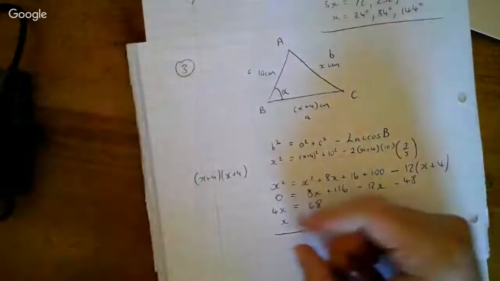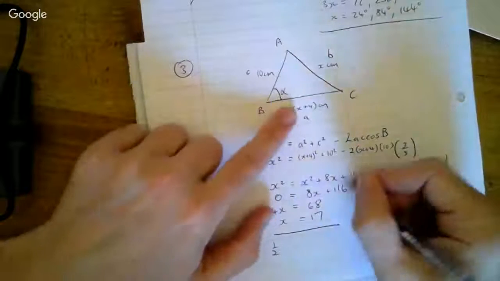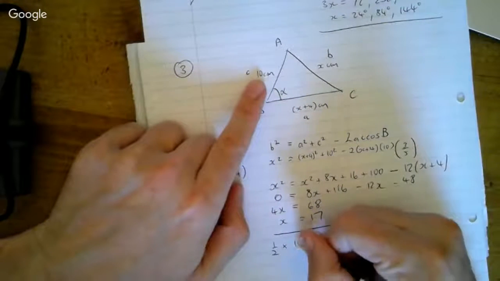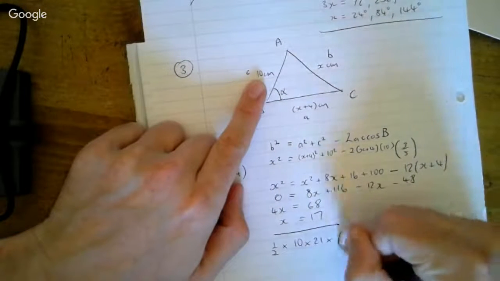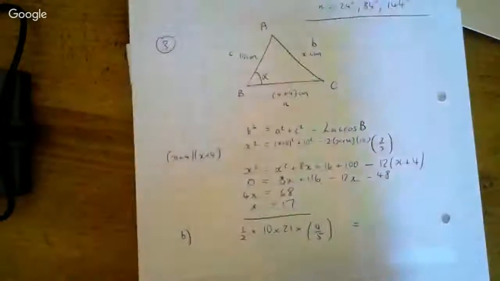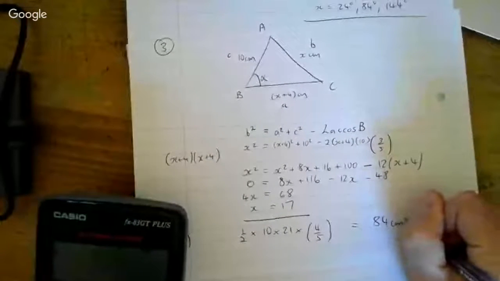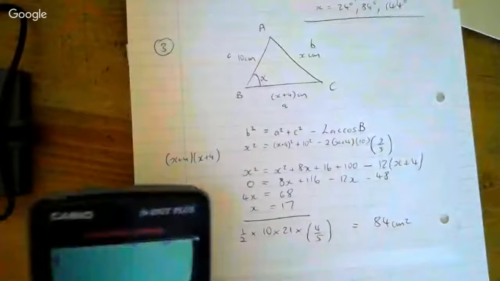So, part B, area is going to be a half, and we said it's going to be times by 10, times by 21, times by 4/5 from the work I did on the other page. So then put that into your calculator, and I think it gives an answer of 84 centimeters squared. Let's check. 0.5 times by 10 times by 21 is 84 exactly. So there we go. There's your marks there.